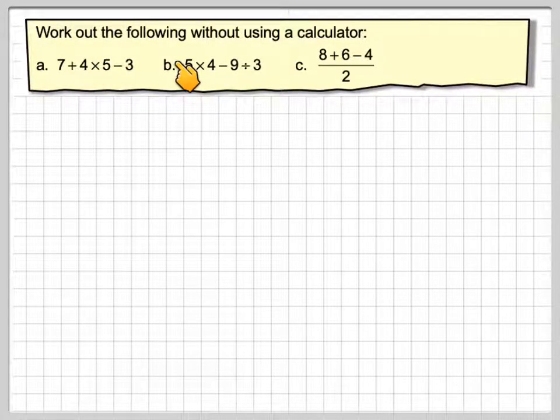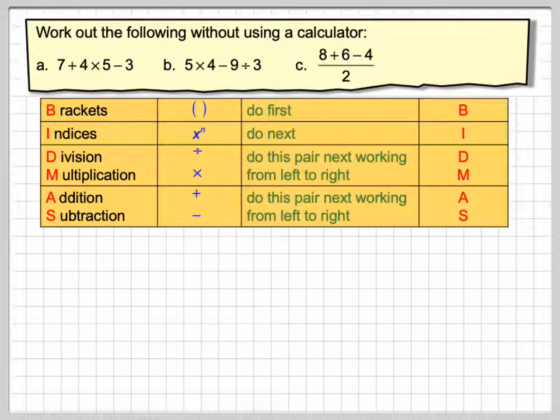Work out the following without using a calculator, because we've got 7 plus 4 times 5 minus 3. Let's just do that one first. Again, we use this idea of BIDMAS: brackets, indices, division, multiplication, addition, and subtraction. Brackets, indices is to the power, so n squared or n cubed. Division, multiplication, plus and minus. Remember, these you do from left to right.